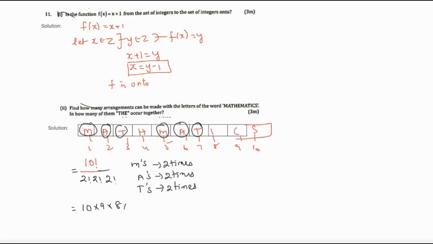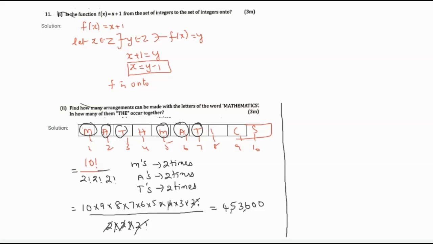8 into 7 into 6 into 5 into 4 into 3 into 2 factorial divided by 2 factorial, 2 factorial, 2 factorial. 2 factorial is nothing but 2. I will write it as 2, 2 and 2 factorial. 2 factorial cancels, 2 2s are 4 and 4 gets cancelled. So if you multiply 10 into 9 into 8 into 7 into 6 into 5 into 3, you get 453,600. So this is the first part.